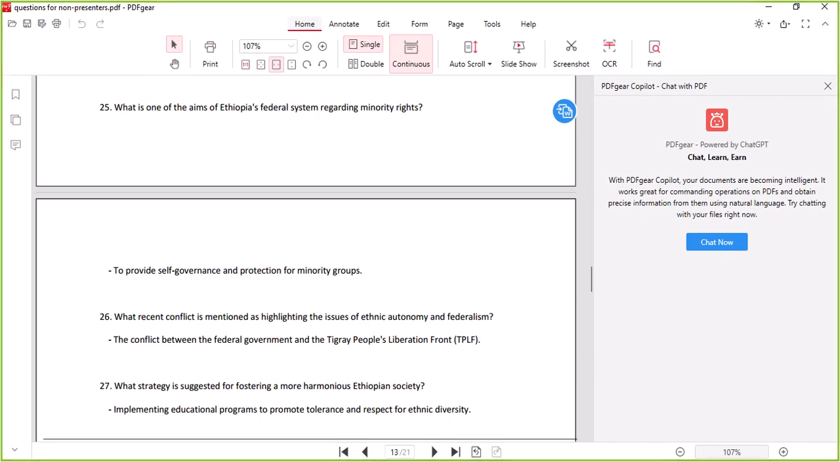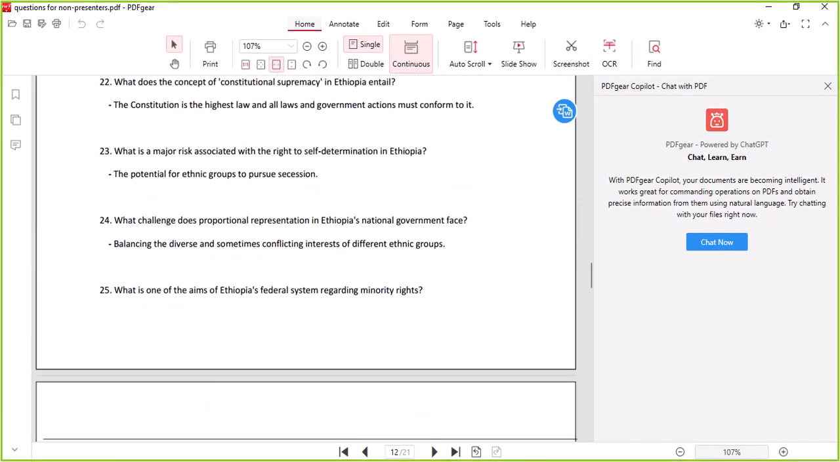I have the last question. What is the major risk associated with the right to self-determination?